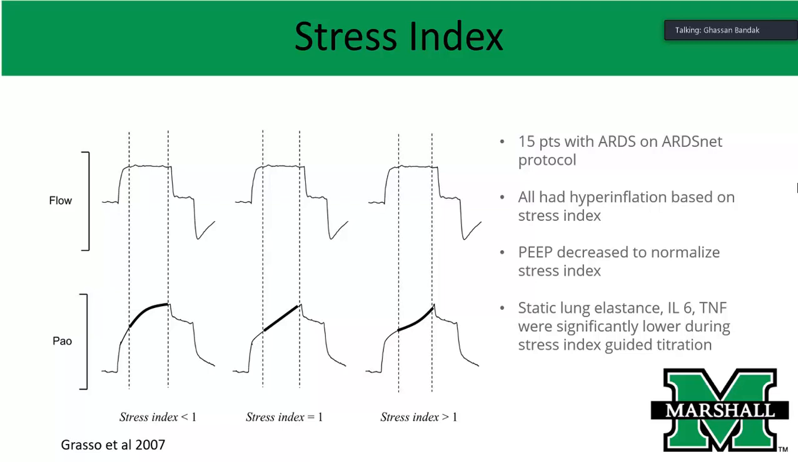So you adjust the PEEP so that throughout the respiratory cycle, the increase in pressure and the stress index of the lung is 1, something like here in the middle. What they noticed is when they dropped the PEEP to normalize the stress index, so they went from the third curve here, stress index of more than 1, to stress index equals 1, the lung elastance and the inflammatory markers were significantly lower. So one thing you can do is, after you set up your PEEP, switch the flow to square waveform and look at the stress index. If the stress index is curving up at the end, you have to drop your PEEP.